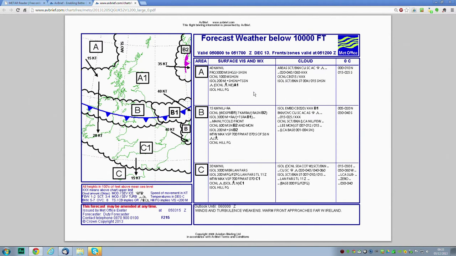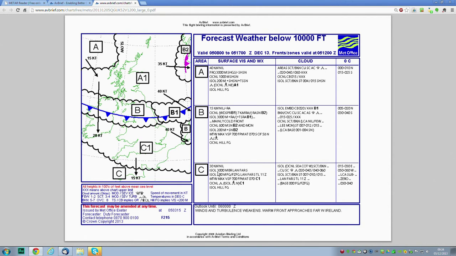Now, there are three columns. One is the surface visibility and weather. WX stands for weather. The second one is the cloud, and the last one is the temperature. So we've got 30 kilometers. Now, you can see why they decode this, can't you? Because I think that's nil weather. I won't swear to that.